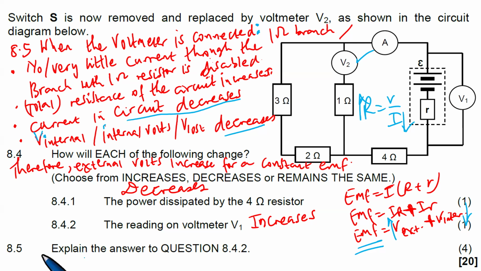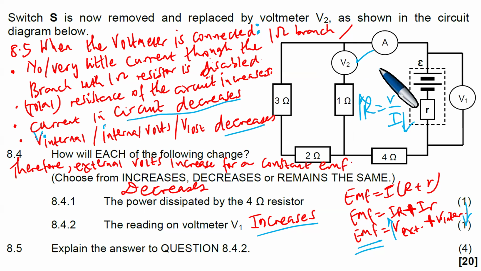We have to explain the answer to 8.4.2. We have to explain why the reading indeed increases there. In 8.4.2, the reading increases because of these reasons. If you put a big voltmeter here, a very high resistance voltmeter, what it does is disable this one. So this 1 ohm resistor is very small, meaning it's negligible relative to the V2.